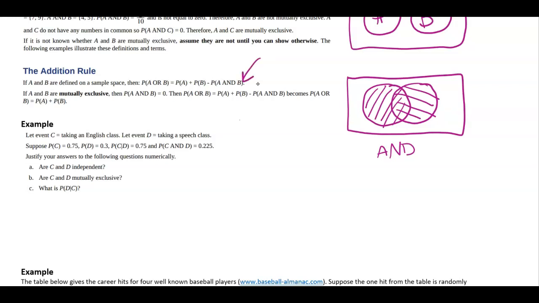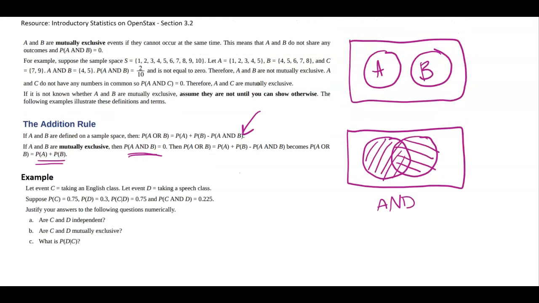However, if A and B are mutually exclusive, then this probability is 0. And so you can just add these, and the probability of A or B happening just becomes adding those two, and you don't have to worry about any kind of overlap.